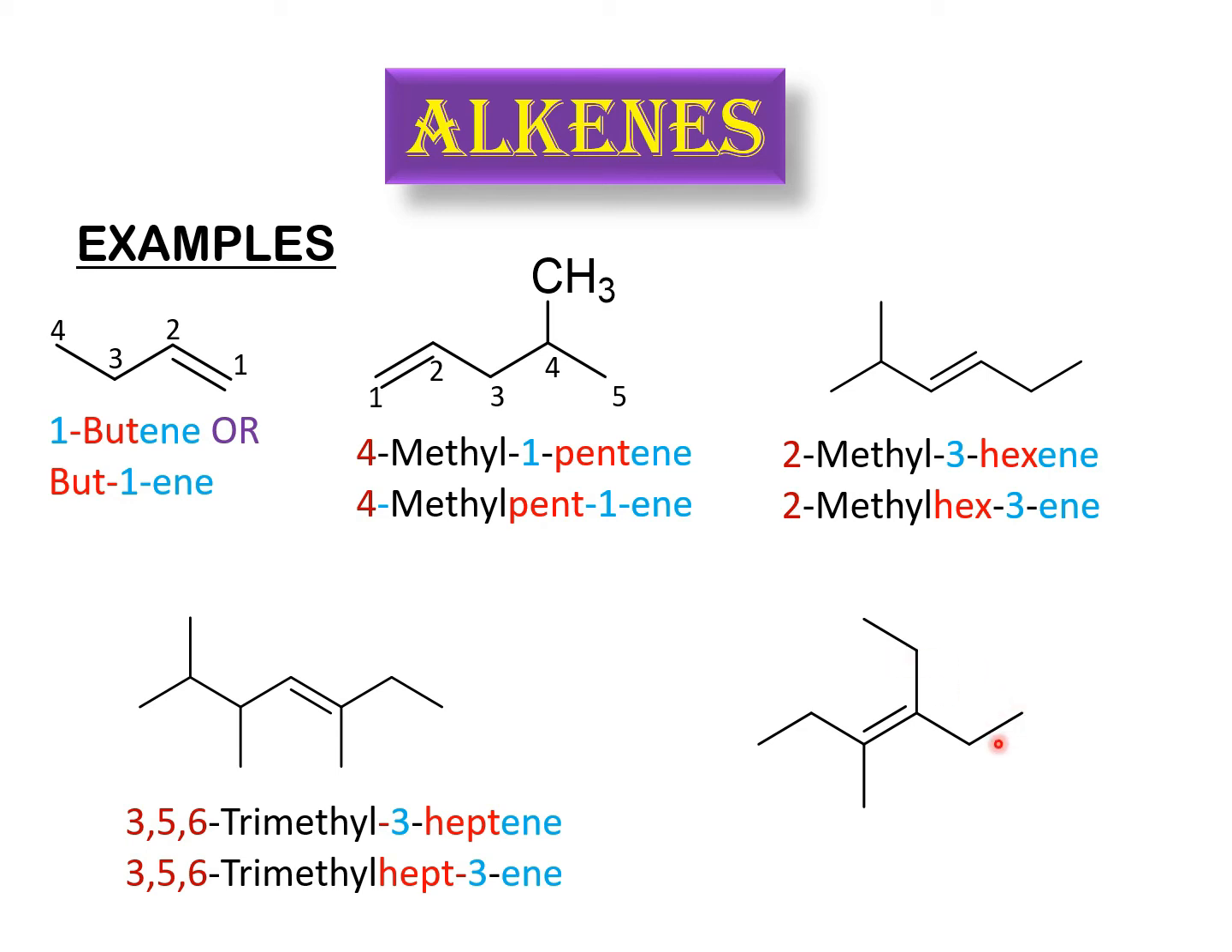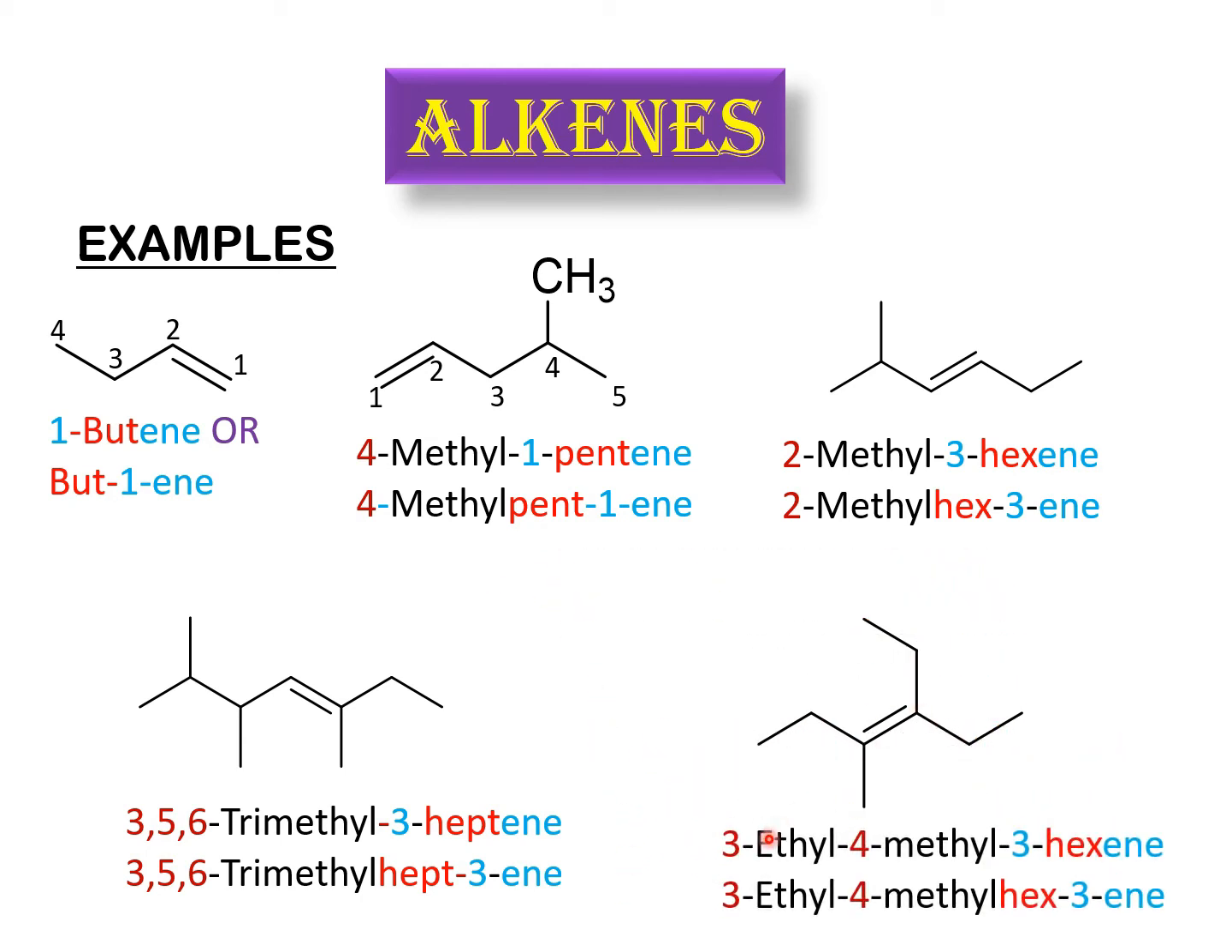So you start from an end so as to give the ethyl group the lowest position. So we have to start from the right so as to give it the lowest position. So it's a 3-ethyl. Again, while writing the name, you have to write it in alphabetical order. So you mention ethyl first, which is at 3 from the right, and the methyl group is at 4 from the right, and at position 3 we have the double bond.